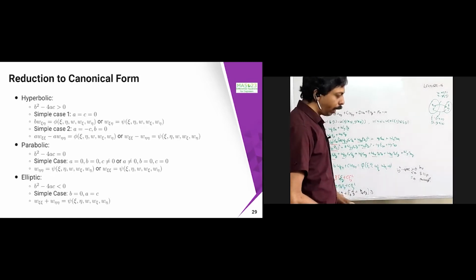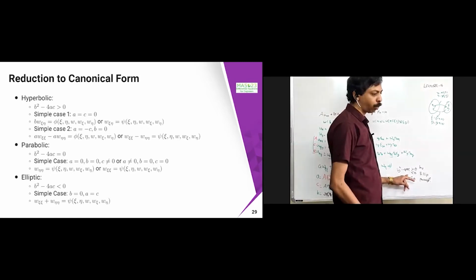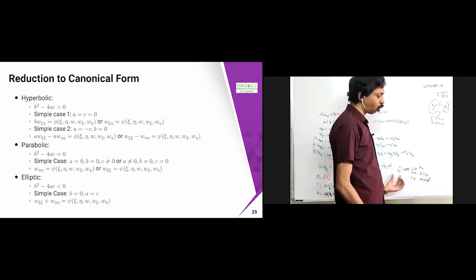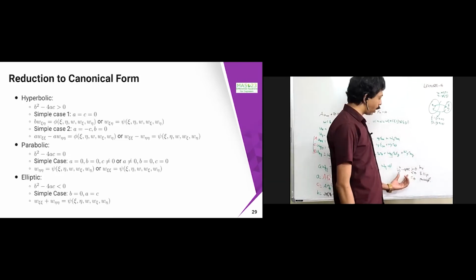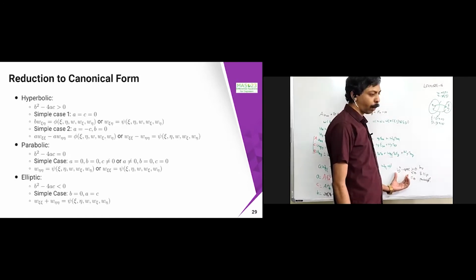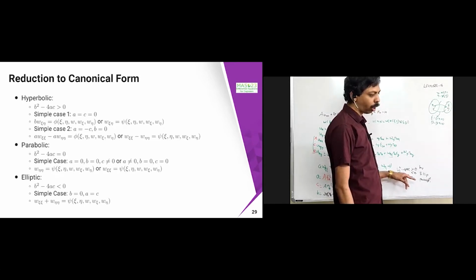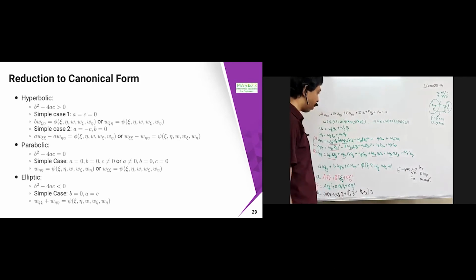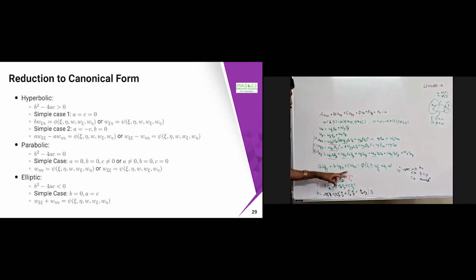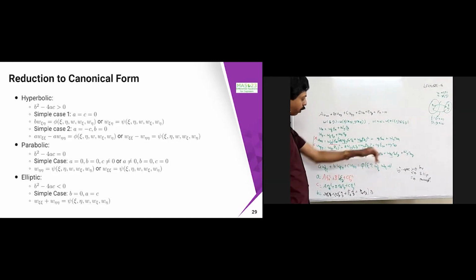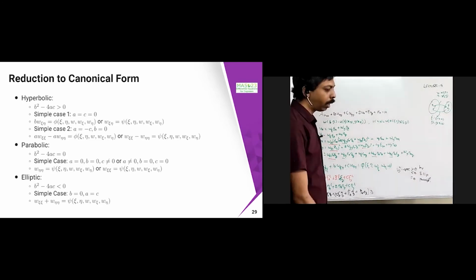Now for parabolic PDE, B should definitely be 0, and either A or C should be 0, or B square should be 4AC. So the simple case only we are going to take. So in this case we are going to have B equal to 0, and either A equal to 0 or C equal to 0. Suppose B equal to 0 and A equal to 0, then you are going to get W eta. B equal to 0 and C equal to 0, then you are going to get W chi.